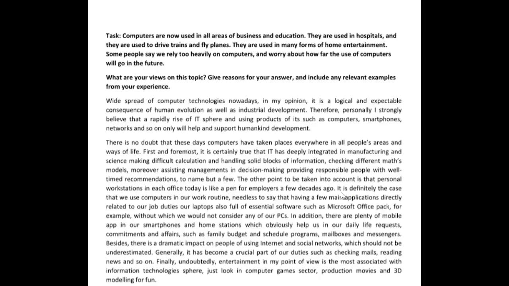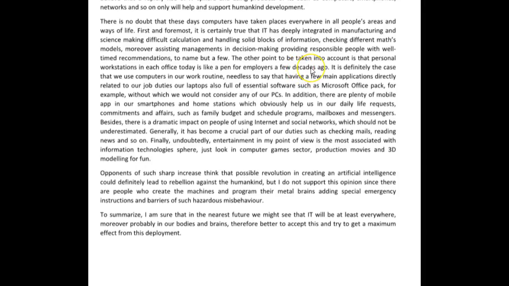Now, that doesn't mean that you shouldn't write long sentences. You should, provided that they're accurate and clear. All right, and this is where the difficulty comes in and where the challenge comes in for a lot of IELTS test takers. So let's see what you could have done here.